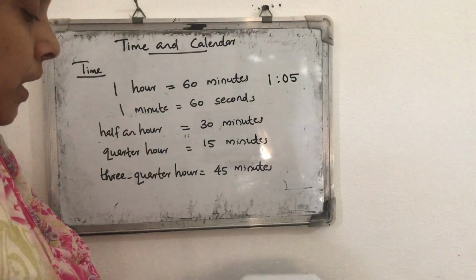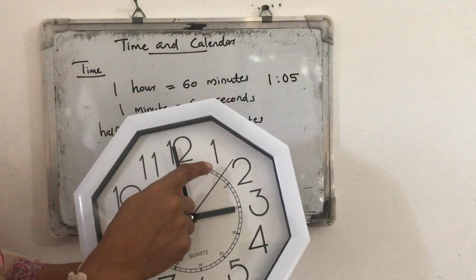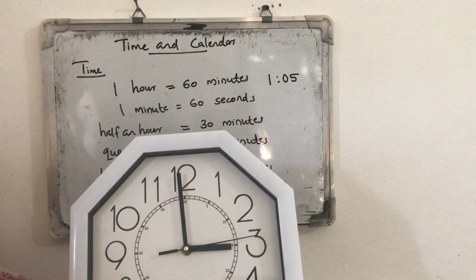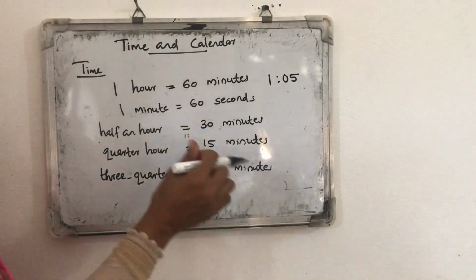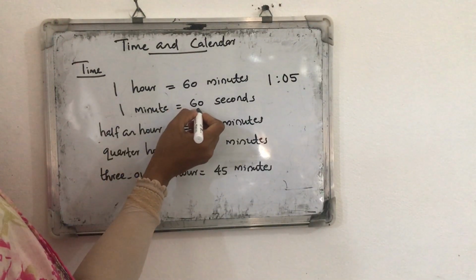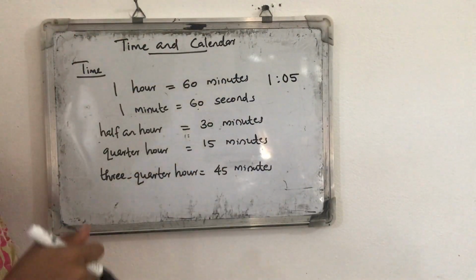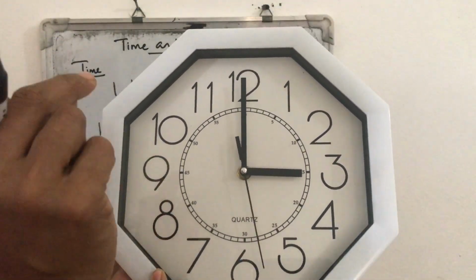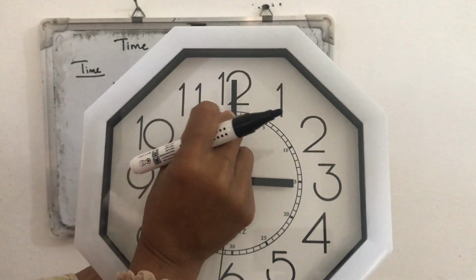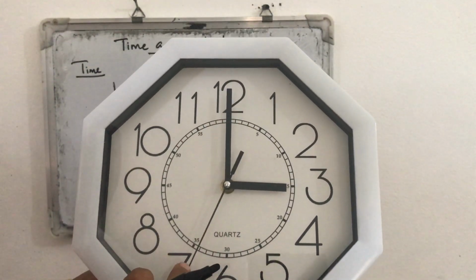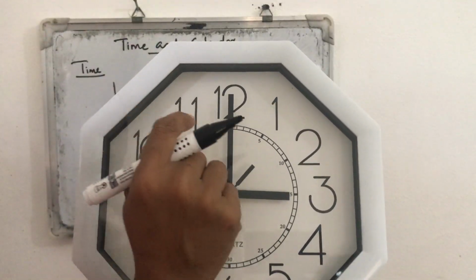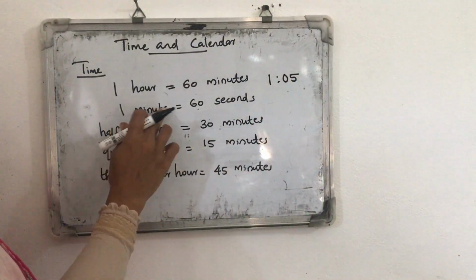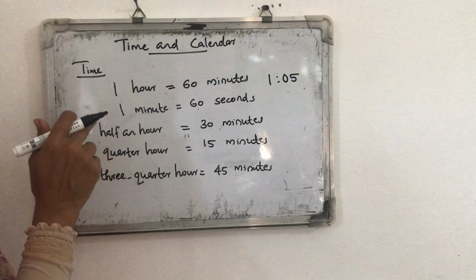Just like that, the second hand also moves 60 times, and then 1 minute is 60 seconds. For one full rotation of the second hand, the minute hand moves 1 minute. After the complete rotation of the second hand, the minute hand moves just 1 minute, then again the next 1 minute, like that. Okay, 1 minute, how many seconds will be? 60 seconds are there.